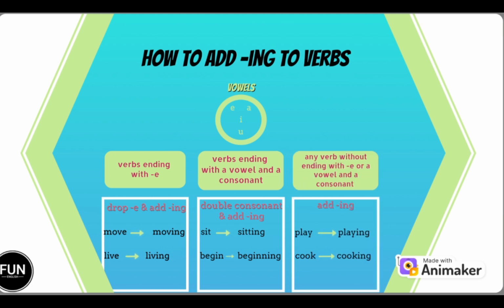The third way is any verb without ending with e or a vowel and a consonant, we just add ing. For example, play playing and cook cooking.